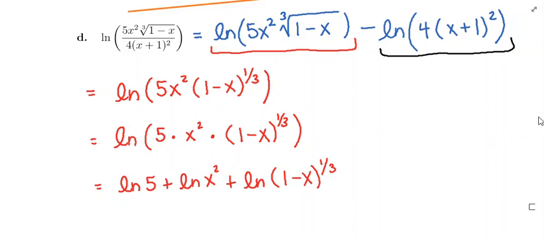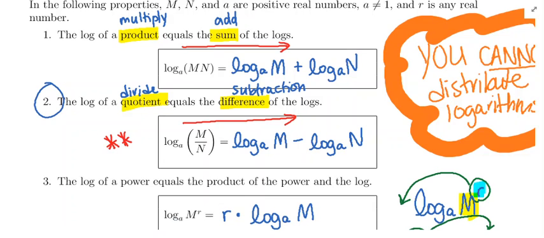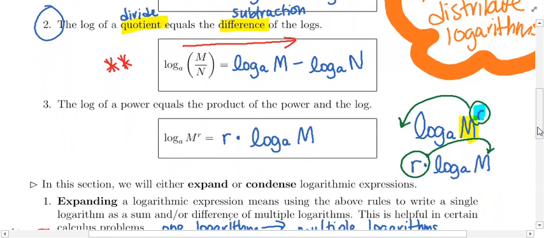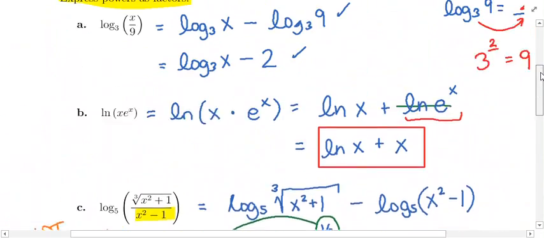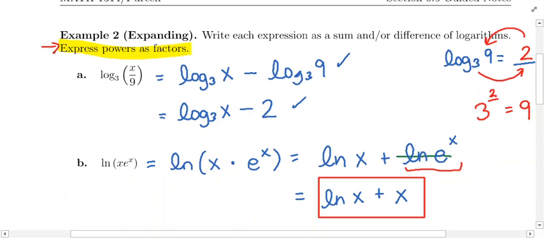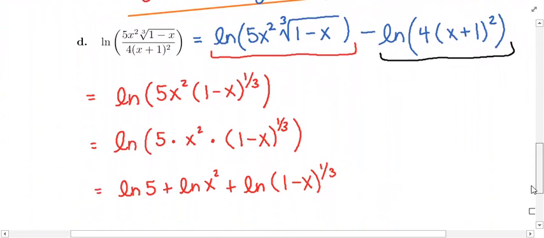The last thing we can do here is apply rule number 3, where we know if we have the logarithm of something to a power, we can bring that power down in front. As far as the directions are concerned, the part I have highlighted in yellow, where it says to express powers as factors, is what it's referring to. If you have the logarithm of some base of something to a power, you can bring that power down in front. So let's go down here and see if we can bring any of the powers down.